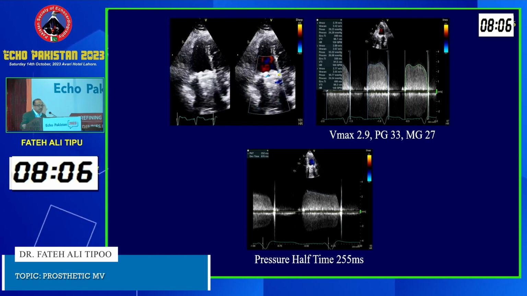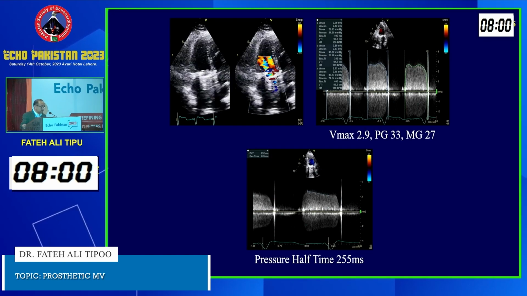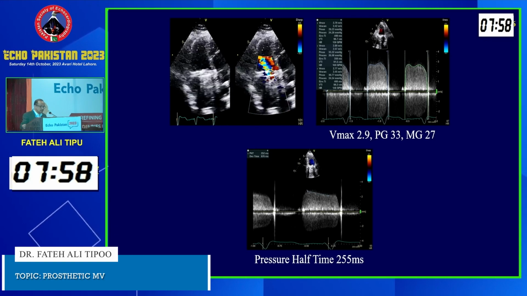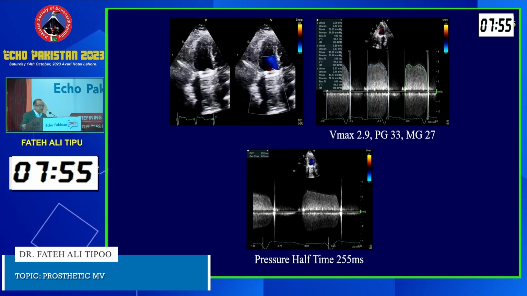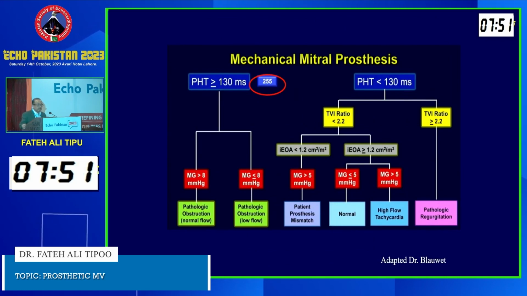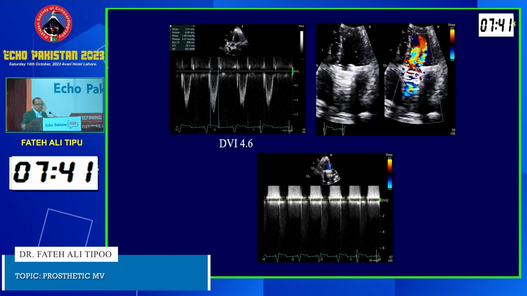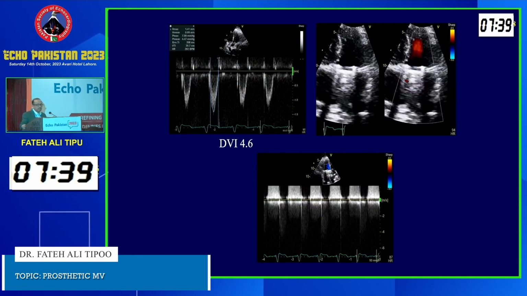If you see the Vmax is 2.9, the mean gradient is 27, and the pressure half time is more than 250. So it's not 130, it's more than 250. So it's likely pathological obstruction. Again, as in the chart I showed you before, when the pressure half time is more than 130, you would suspect pathological obstruction.